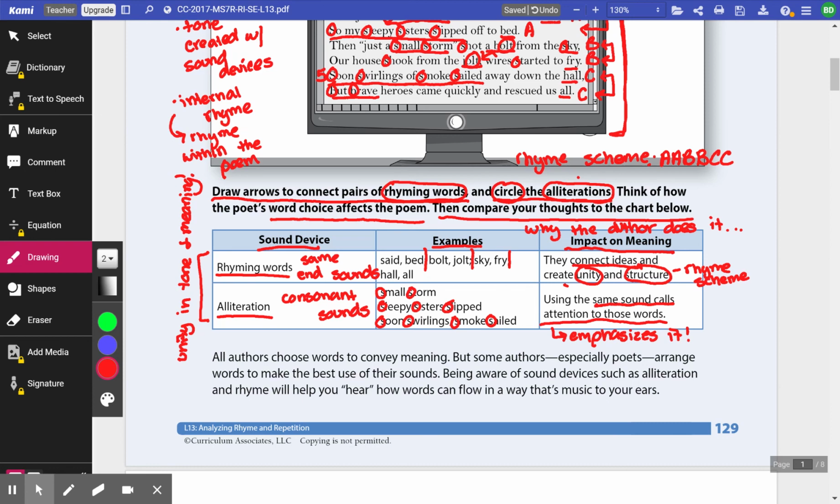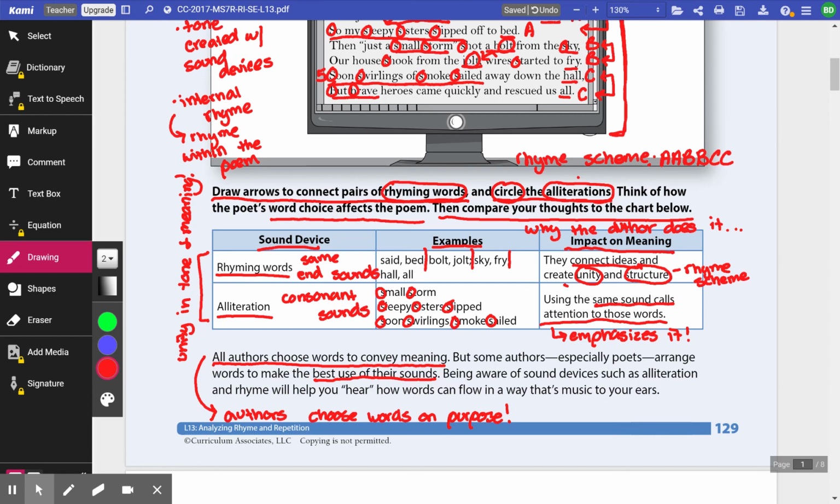So let's look at our little closing paragraph. It says, all authors choose words to convey meaning. Any word choice an author uses is there to convey meaning. And I want you to know the authors choose the words that they choose on purpose. It's not by accident. But some authors, especially poets, arrange words to make the best use of their sounds. They do it because it helps the flow of the poem.